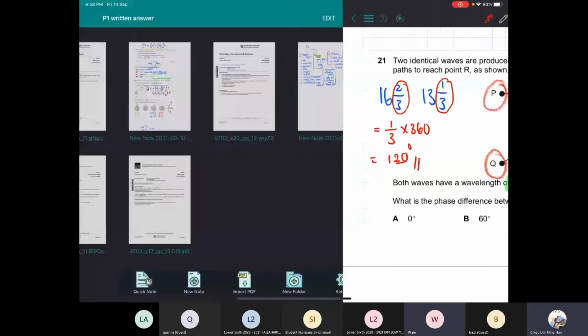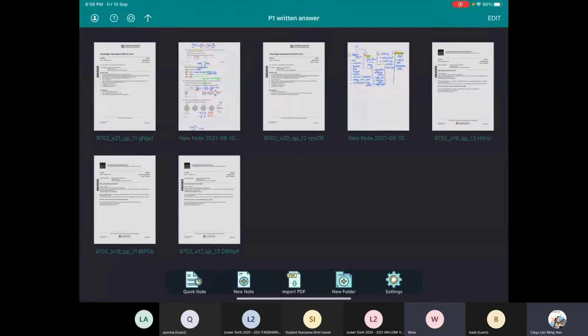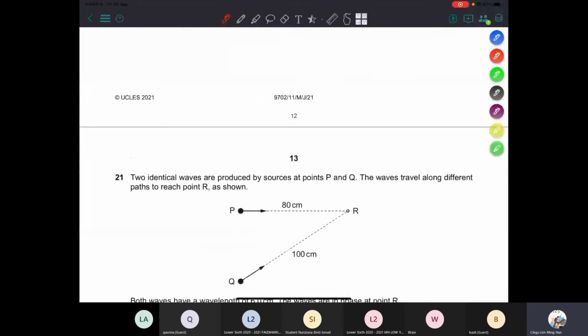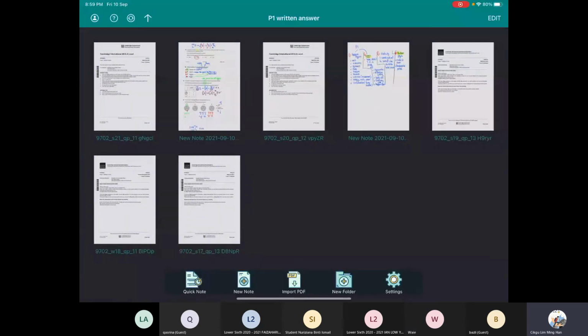Let's check the answer. Wait, the wow first. You're wrong. Why one times 360? That's right. Wait. Let's check the answer. Question number? Question number 21. This is the moment of truth.